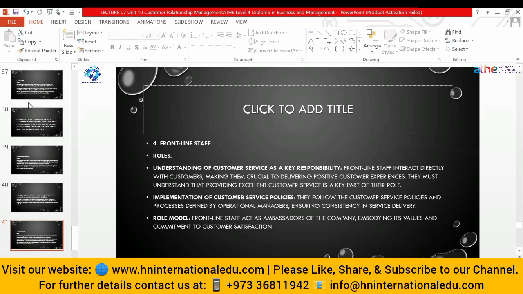Implementation of the customer service policies. They follow the customer service policies and processes defined by the operational managers, ensuring consistency in service delivery. So the frontline staff, as we just read above, work under the operational managers. That is why when they get the commands perfectly on the orders and what they need to follow up, they make sure everything goes smoothly in the organization at the lower management levels.